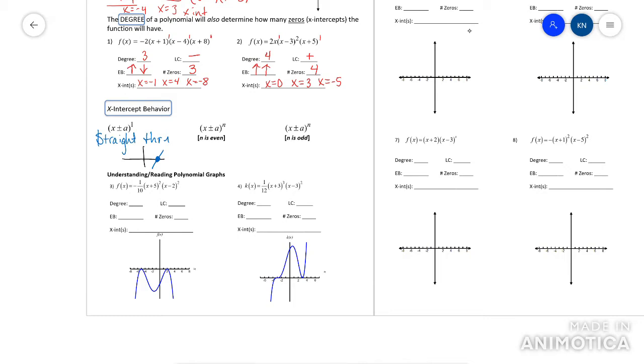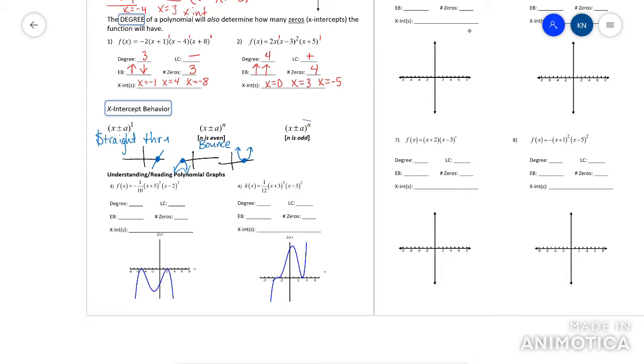All right. Now, if it's an even exponent, so like, look at this one. See how that x minus 3 has an exponent of 2? So even exponent, it bounces. So here's what I mean by this. There's two kinds of scenarios. It could either bounce and go back down, or it could be here and bounce and go back up. But it doesn't cross through the x-axis like the first one did.